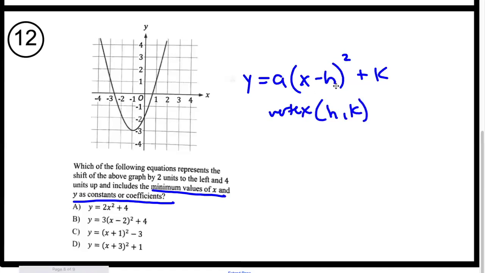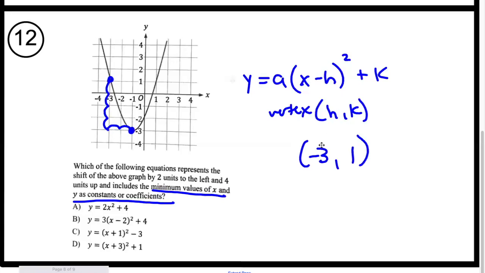So these are the constants or coefficients of the problem where I could easily locate the vertex. So I want to use vertex form, and then I have to do my transformation. All I care about is the vertex here, and I take this graph and I move it by 2 units to the left and 4 units up. So the new vertex is negative 3, 1.